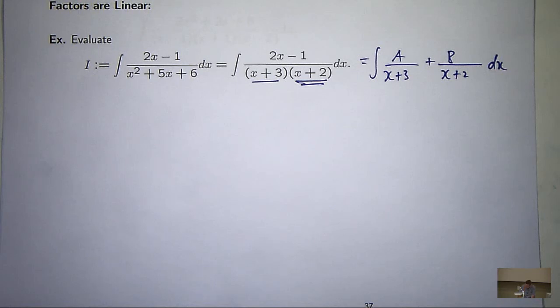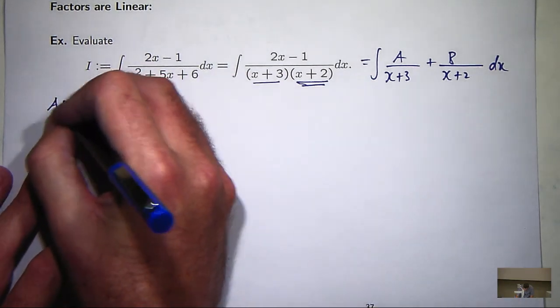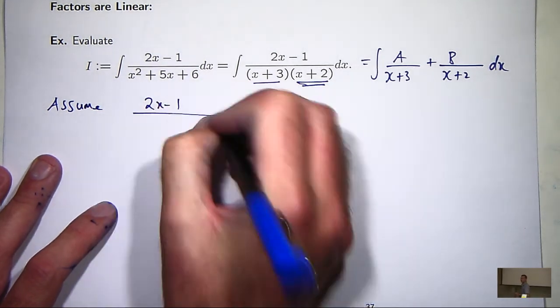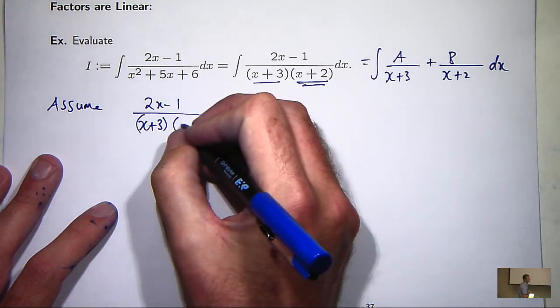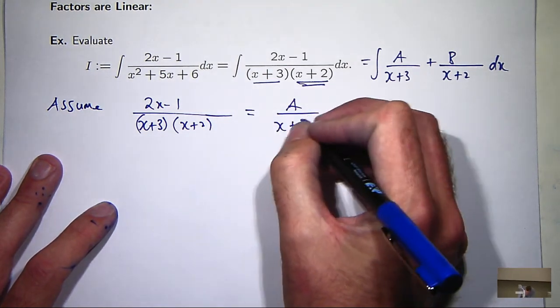Well, yes, I can. So we're going to assume that 2x minus 1 over x plus 3 times x plus 2 is in this form for some constants A and B. So what is the Heaviside method? Well, it's just a little game. You just cover up parts of that equation, basically. Let me show you how it works.